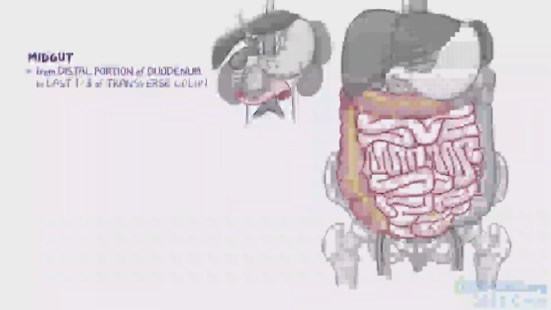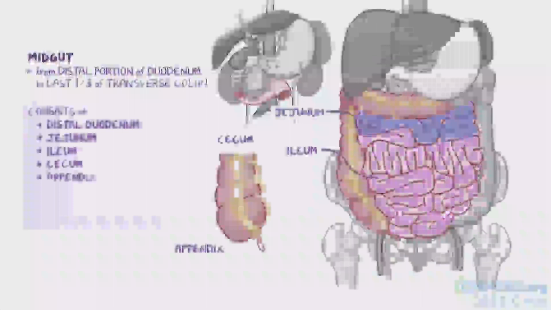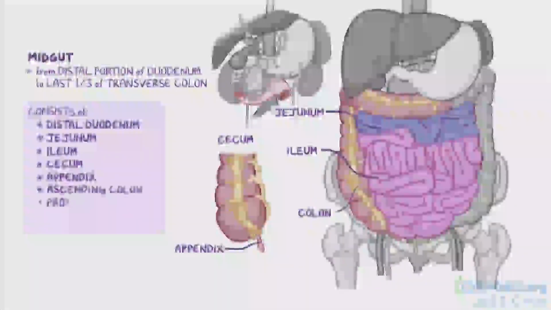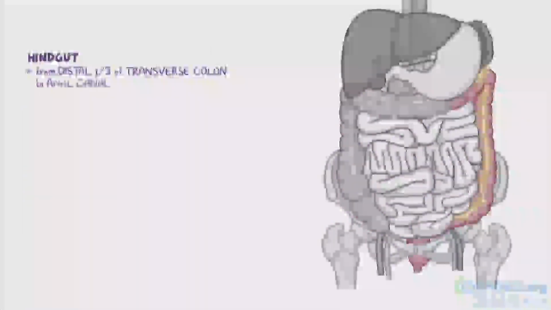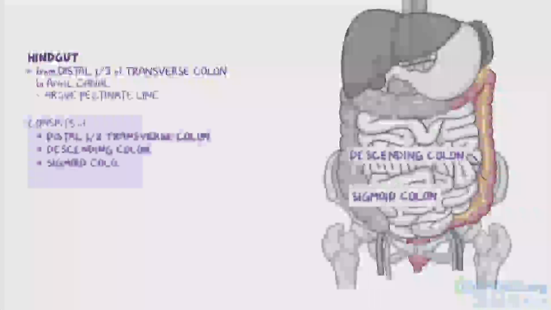The midgut extends from the distal portion of the duodenum to the last third of the transverse colon. It consists of the distal duodenum, jejunum, ileum, cecum, appendix, ascending colon, and proximal 2/3 of the transverse colon. Finally, the hindgut extends from the distal third of the transverse colon to the anal canal, above the pectinate line. It consists of the distal portion of the transverse colon, descending colon, and sigmoid colon, and rectum.